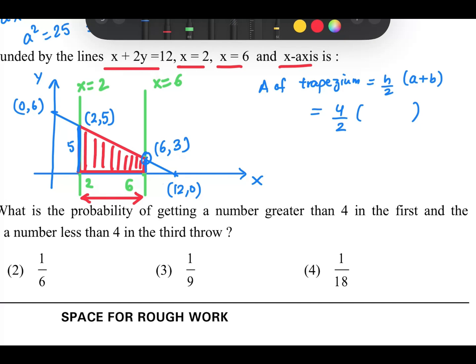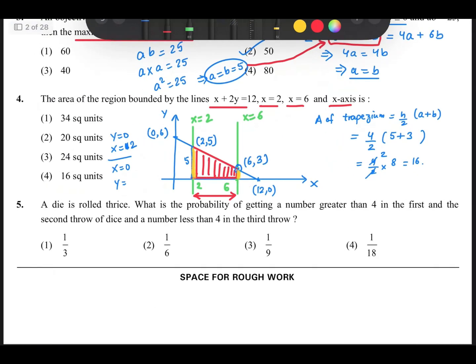So the height of the trapezium is 4 units, divided by 2, into a plus b. What is the sum of parallel sides? Okay, what are the parallel sides here? So you have two parallel sides. First is this one marked in yellow, and then this one. So 5 and 3, right? We just found out that these were 5 and 3. So 4 by 2 into 5 plus 3 is 8. And then you can easily cancel out, and you get the answer 16. So this should be answer 16, option 4.